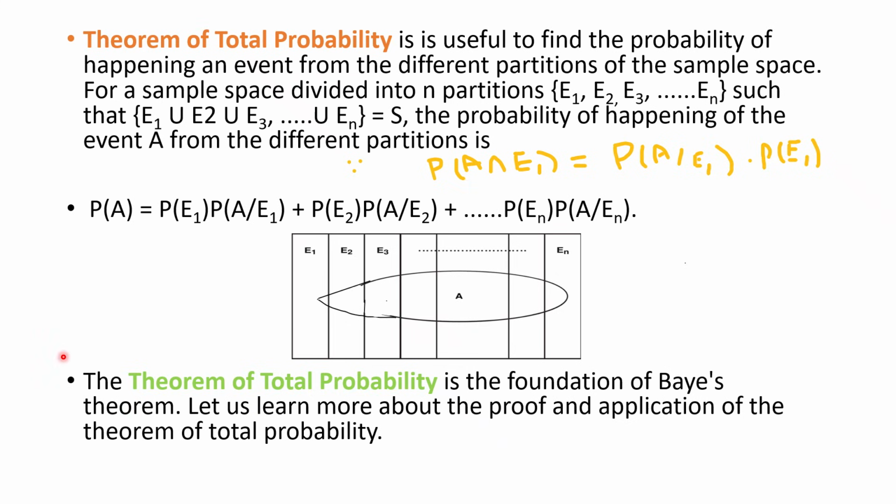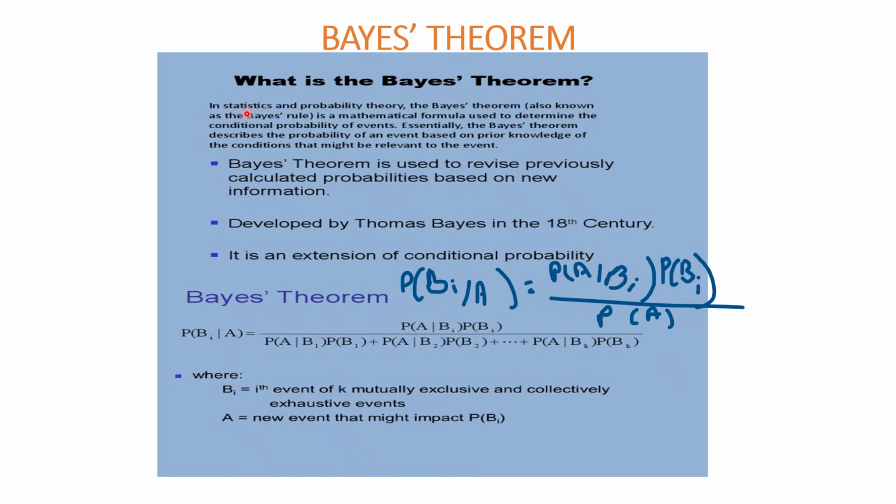Let us learn more about the application of the theorem of total probability. Now Bayes' theorem. Actually, in terms of statement, it is like that. In statistics and probability theory, Bayes' theorem, also known as Bayes' rule, is a mathematical formula used to determine the conditional probability of events. Essentially, Bayes' theorem describes the probability of an event based on prior knowledge of the conditions that might be relevant to the event. Something has happened prior. In that case, you have to find the remaining, upcoming events' probability. In that case, Bayes' theorem is being used.